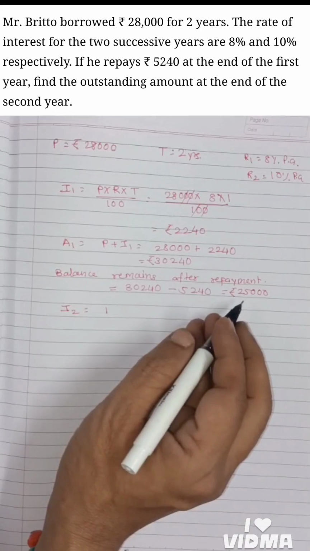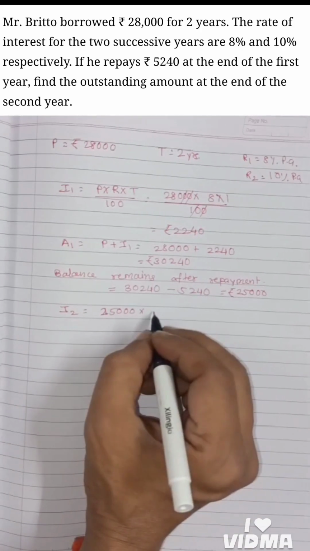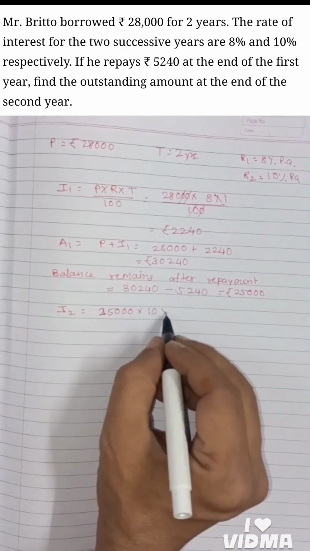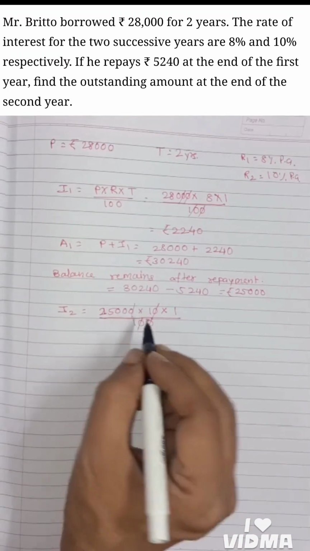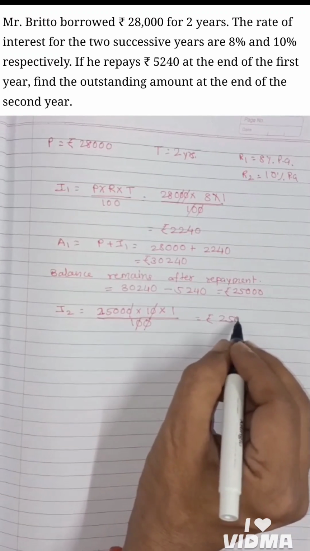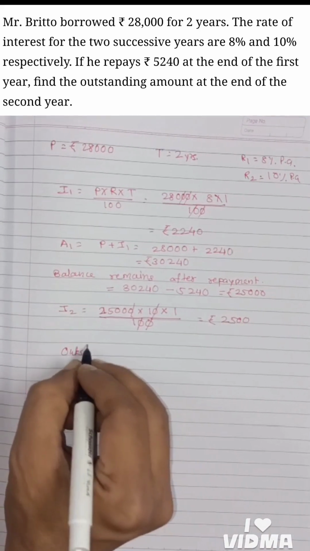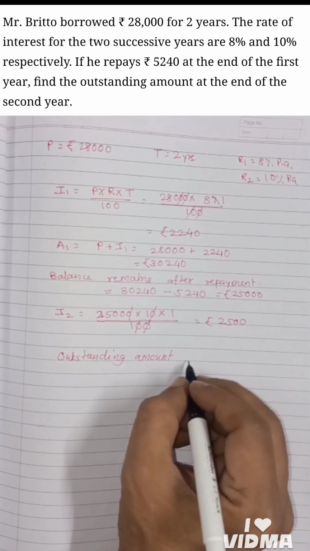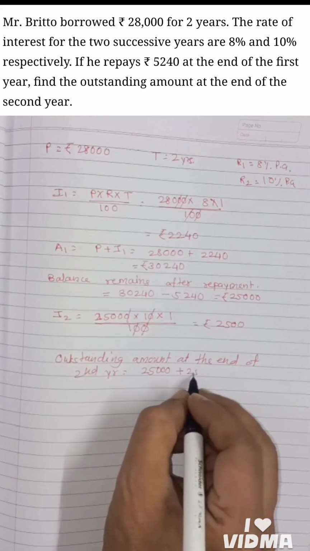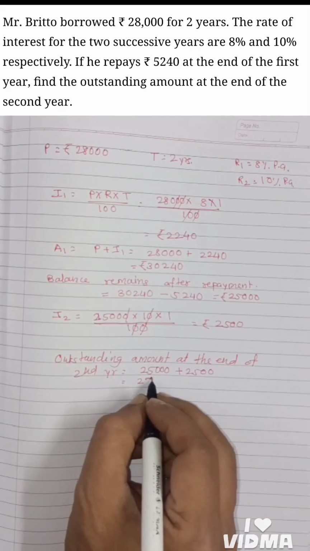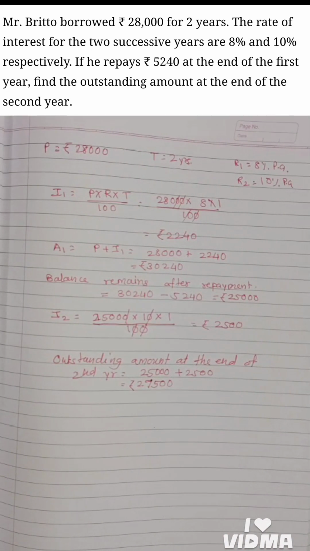Now for the second year we have to calculate I2, that is by the same formula. Principal is now the balance amount. So 25,000 is used as the principal. Rate of interest is 10% for the second year and into 1 year and upon 100. So 1 0 get cancelled, another 0 get cancelled. So rupees 2,500 is the interest for the second year. Therefore, outstanding amount at the end of second year. Balance amount was 25,000 and 2,500 was the interest. So that was 27,500 rupees is the outstanding amount at the end of second year.